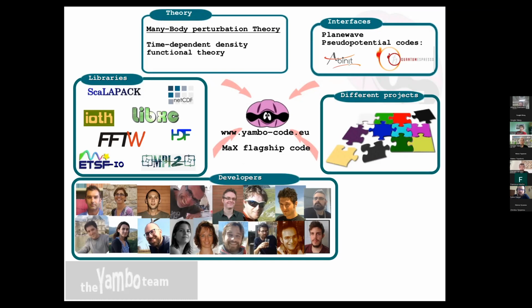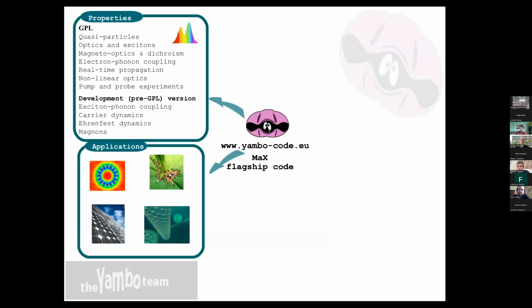The idea is that every developer usually starts working on the Yambo code because he is interested in a specific project, so maybe in computing some specific physical properties of the system, and then these properties enter the code and are made available to the community.